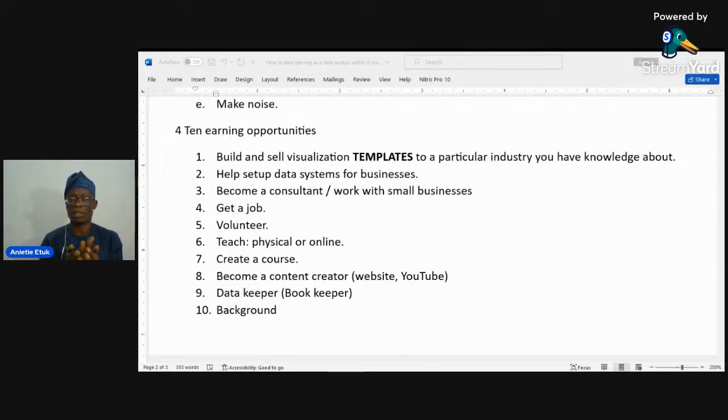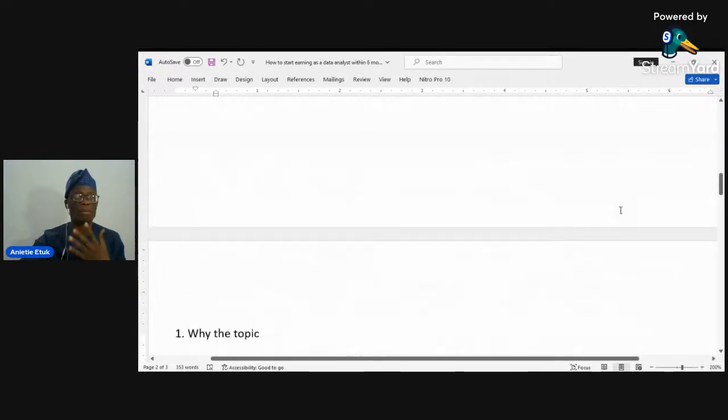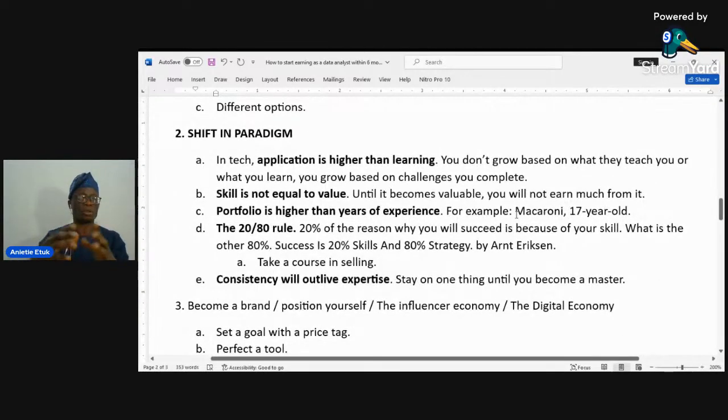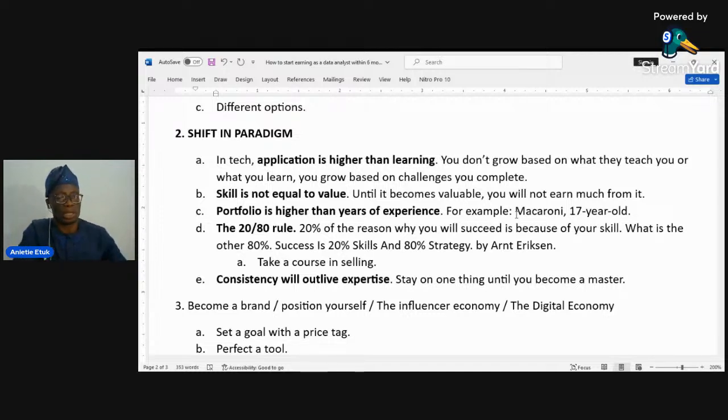But look at everything that we have shared today. Remember the first 5 things we talked about, that when it comes to earning on any platform, irrespective of analytics, you must be conscious of these 5 things: application is higher than learning, skill is not equal to value, portfolio is higher than years of experience, then the 80-20 rule, then be consistent. Amongst these 5, if you ask me, the D is the most important. Learn how to sell. Please learn how to sell. That's how I'll summarize today's class.